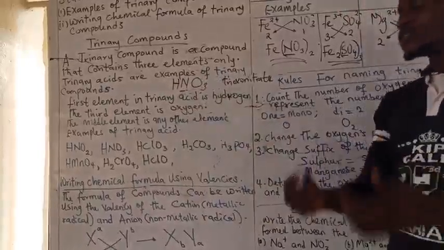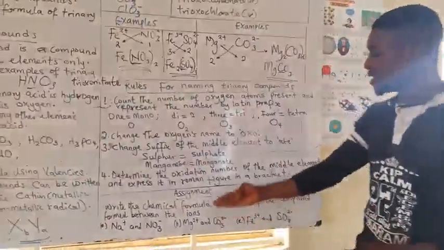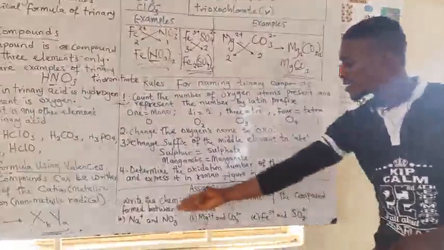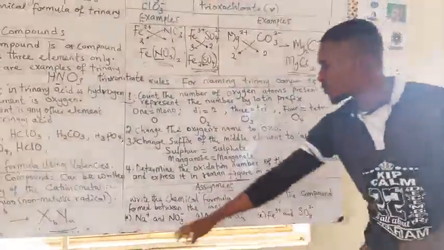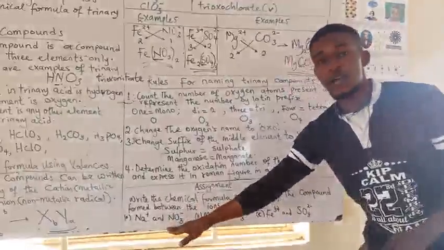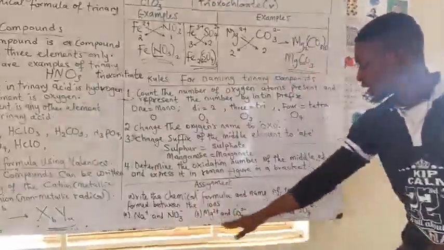All right, I'll be sending subsequent videos on how to name chemical compounds. Now, down here, I want you to go home and write the chemical formula and name of the compound formed between the ions. So we have these 2 ions. Write the chemical formula and try to name them for this and for this.